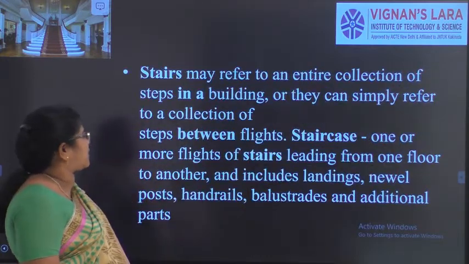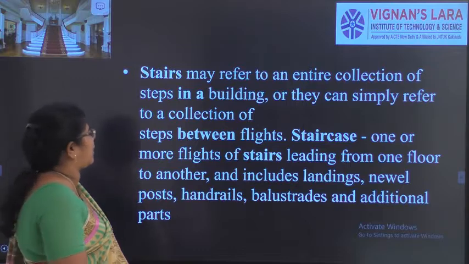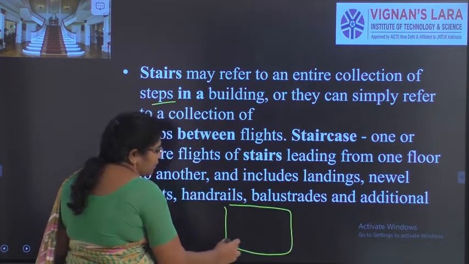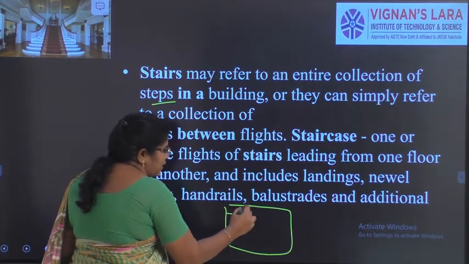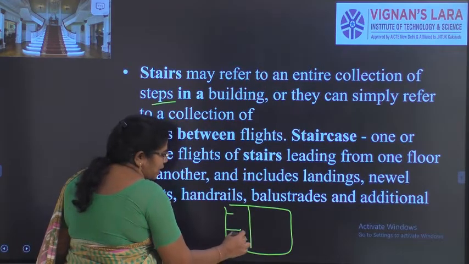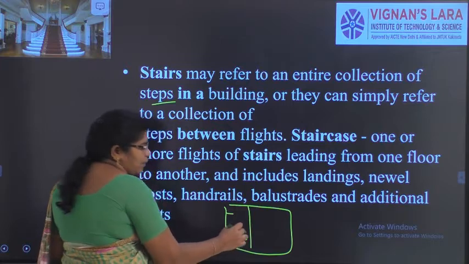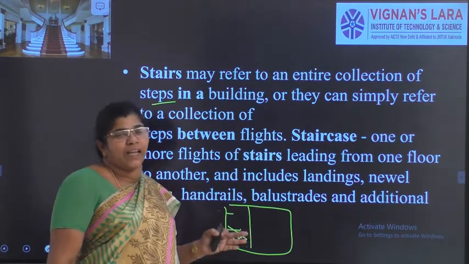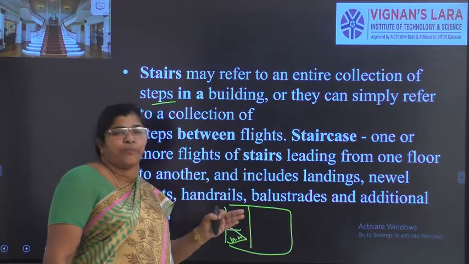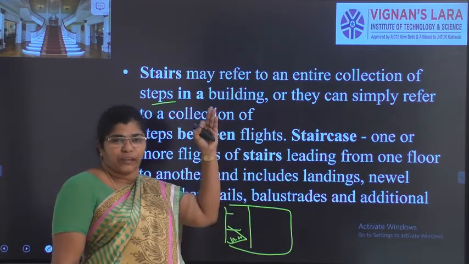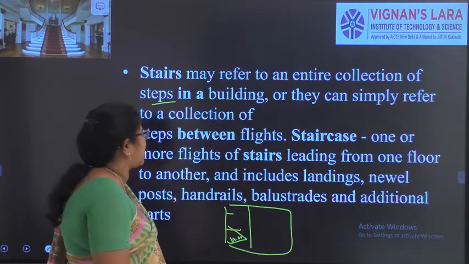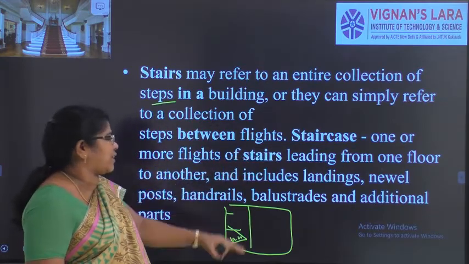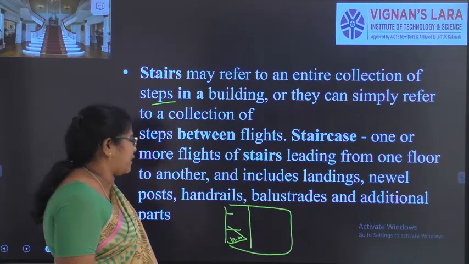Okay. So stairs may refer to an entire collection of steps in a building, right? If we have a building, you have a first floor, second floor, like that, and to reach each floor we need several steps. So it is a component which helps us to move from one floor to the other floor vertically. We call it a staircase. A staircase is one or more flights of stairs leading from one floor to another floor.